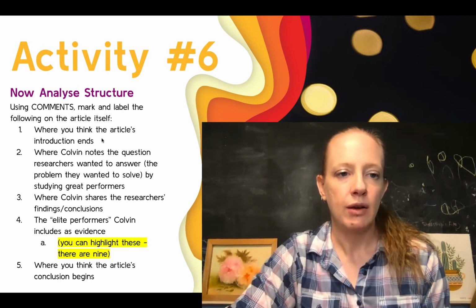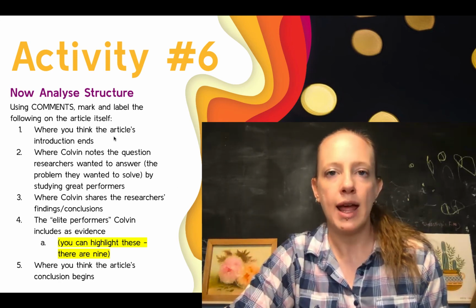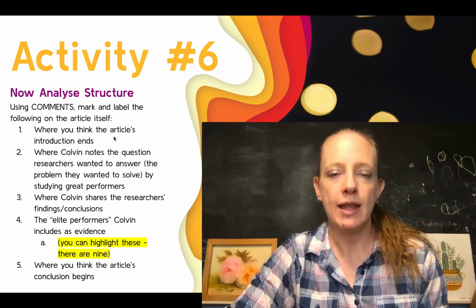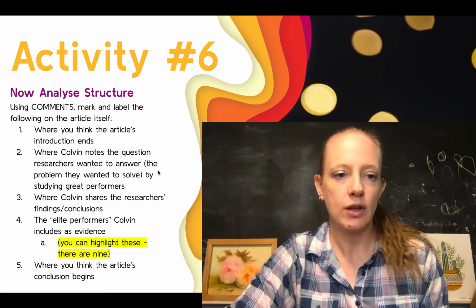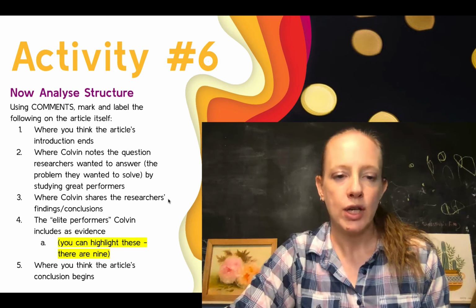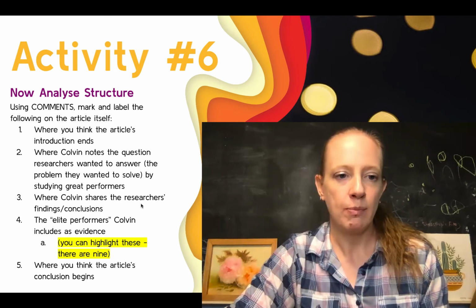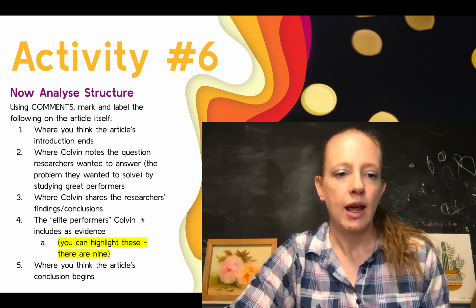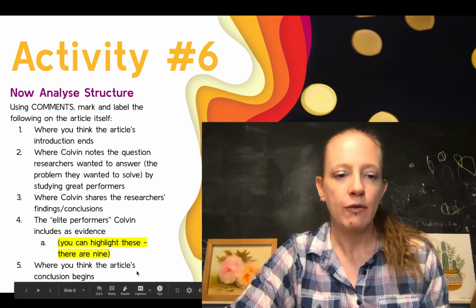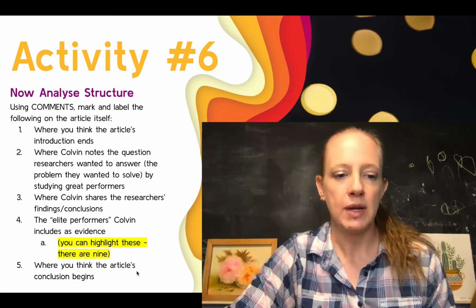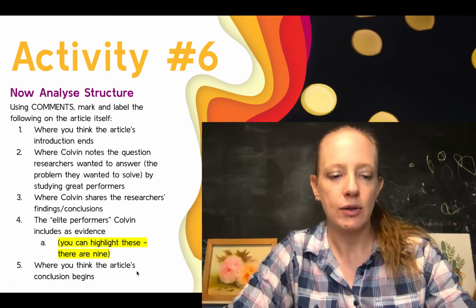One of them, the introduction, you're going to mark where you think that ends. So which paragraph ends the introduction. Then you're going to find the question that researchers wanted to answer or the problem they wanted to solve by studying those great performers we read about. Where he shares their findings or conclusions about great performers. And then who they use as evidence, so which people, there are 9 of them, you're going to highlight those. And finally, where the article's conclusion begins. So let's take a look at how to do this.